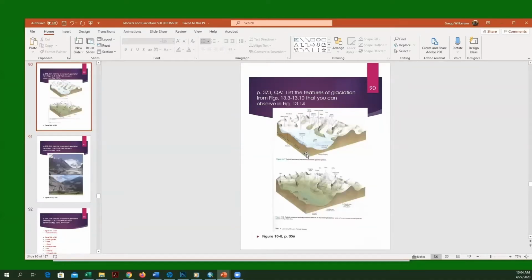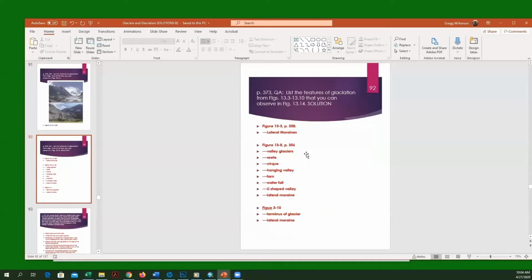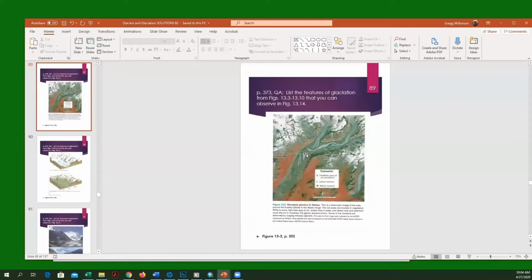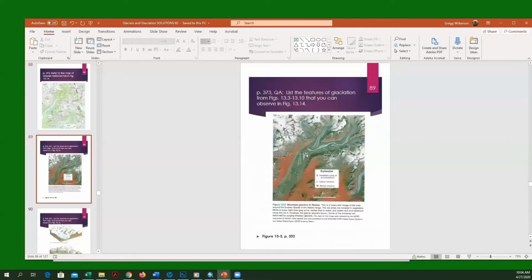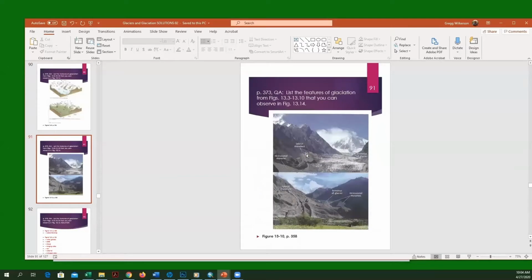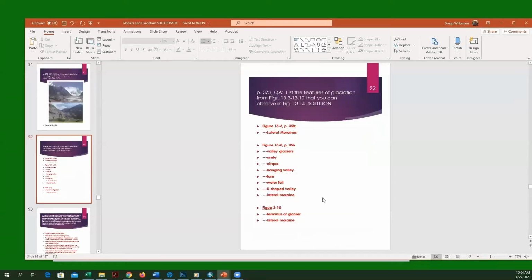So the question up here was list the features, right? If you go through all these pictures and list all the features, you'll get a list like this, right? You see lateral moraines, that's the debris that's left on the side of the glaciers. Valley glaciers as opposed to the continental glaciers. Arêtes are the dramatic, beautiful mountain peaks in glacial areas.